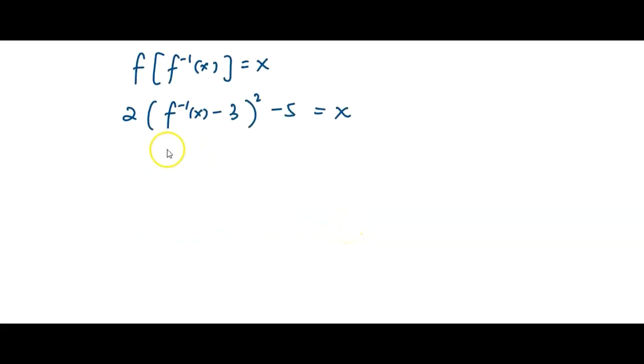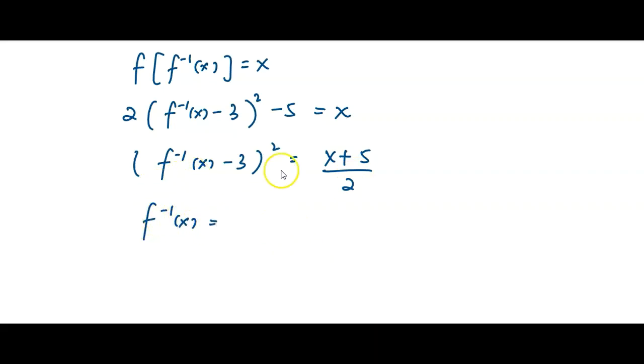Now we need to get the f inverse, right? So I will try to eliminate the 5, meaning bringing the negative 5 to the right side, I get x plus 5. And here you have 2, so you divide by 2. Now you can see that you want the f inverse, so you will eliminate this square by taking the square root. So you will get the positive negative square root of x plus 5 over 2. And then don't forget you have to add the constant 3.